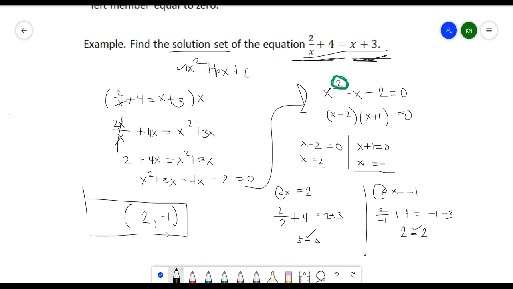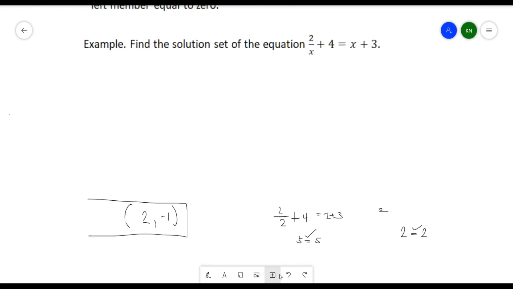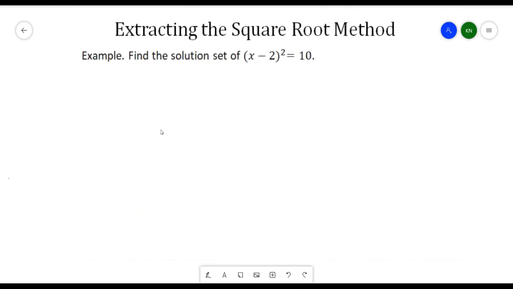So now let's move on to the next method, which is the extracting the square root method. For the extracting the square root method, we just need to use the square root so that we can eliminate the power or the exponent, and we can find the value of our x.